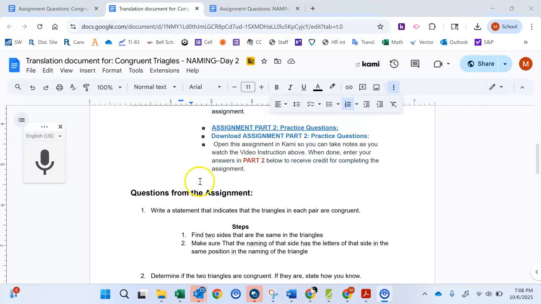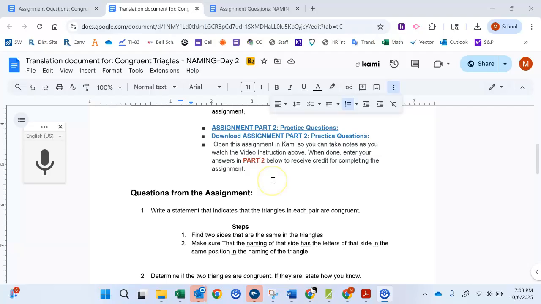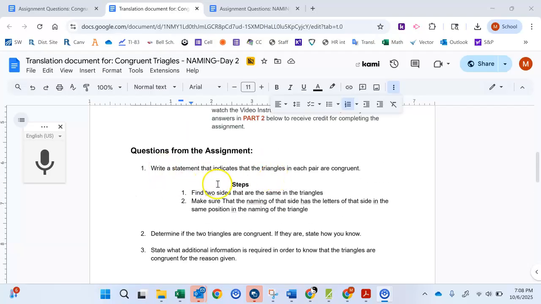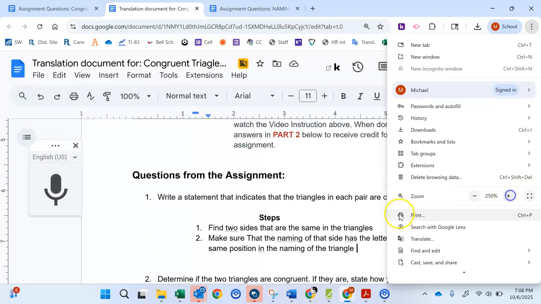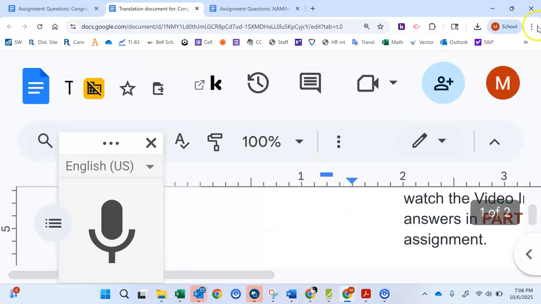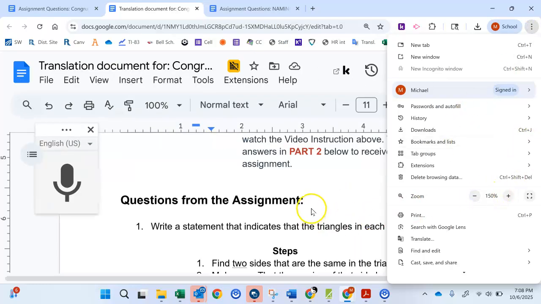Okay, so let me go back again. I'm in the translation document again, okay? And this is something that I want you to see. So there are steps in doing this. I want to make this bigger. Can I make it bigger? View, zoom. Oh, there we go. Okay. Oops, that's way too big. Sorry. There we go.